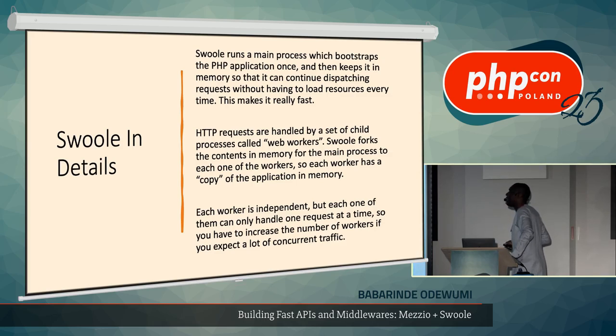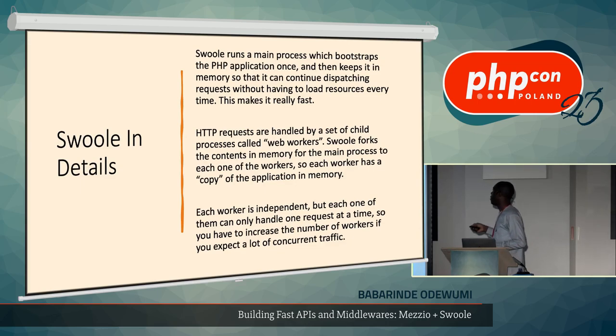Now, whenever an HTTP request is called, a web worker is going to be triggered. Those are the workers I showed you earlier. What Swoole does is fork the content of the main process in memory to each of those workers. So each worker has a copy of the application in memory and can do whatever it should do. Each of the workers is independent, but each one of them can only handle one request at a time. So in some cases, you may have to increase the number of workers that you have, particularly if you expect a lot of concurrent traffic. Scaling is easier because, as long as you have memory, you can scale up many web workers to be able to handle the traffic.